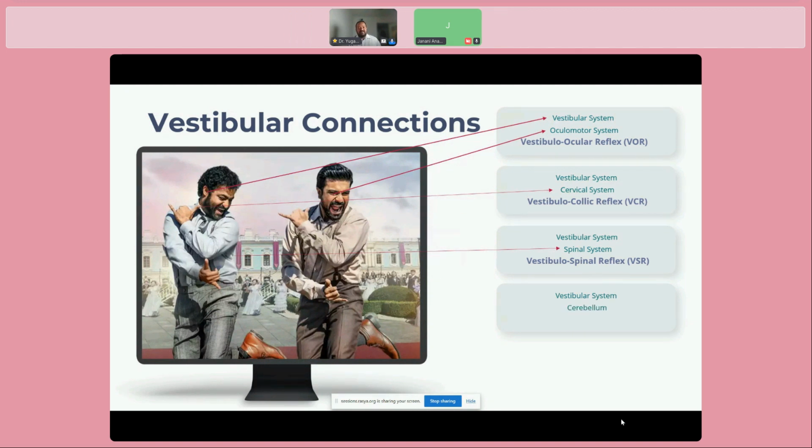The cerebellum is one of the important parts of the brain that maintains balance and helps us maintain visual focus, right? So that also plays a critical role, and that is the vestibulocerebellar system. And we have one more. If the vestibular system talks to the corticothalamus, that is vestibulocortical.